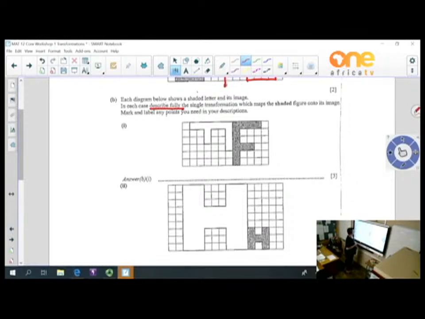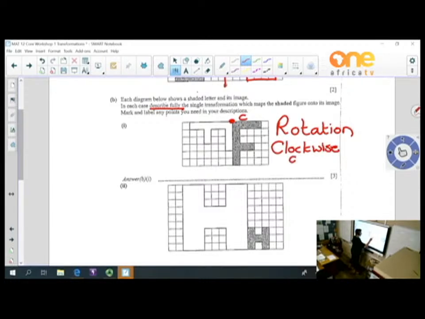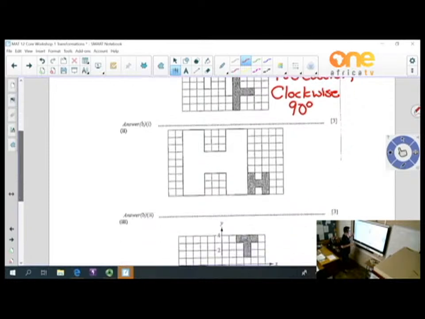Describe fully the single transformation which maps the shaded one onto this one. So this we can see is a rotation. And my center sits here. There's my center. Which direction is this? Clockwise. It's a clockwise direction, and it will be 90 degrees. You can measure the angle there, but we can also see that it is 90 degrees. Again, if you're unsure, use your tracing paper, and then you can see how it is rotated.